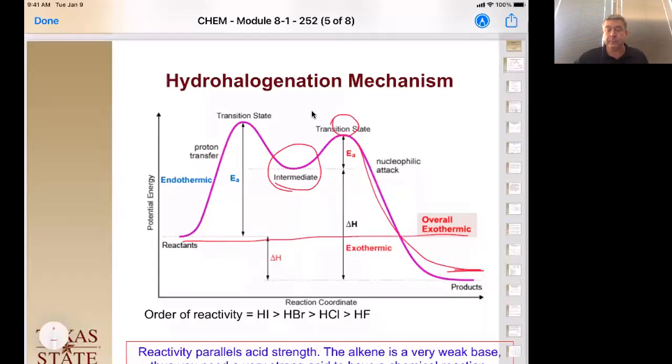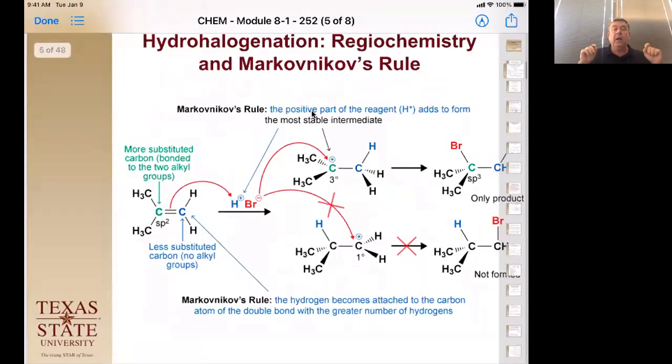pi bond. Okay, so if we form the carbocation, we want, when the hydrogen adds, to form the most stable carbocation possible. And we learned that carbocation stability was that tertiary is more stable than secondary, which is much, much more stable than primary or whatever. So that means when the hydrogen is transferred, it's going to be transferred to the carbon with the most hydrogens. Okay, it already has hydrogens. We're going to add another hydrogen to that. And when we do that, we form the most stable carbocation.